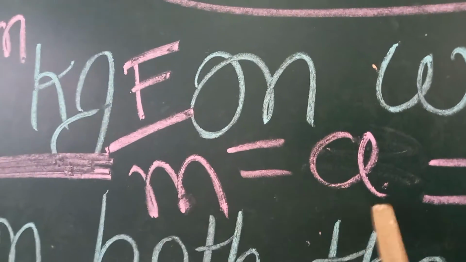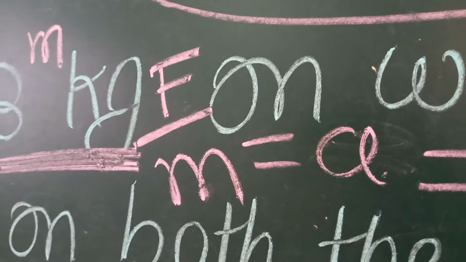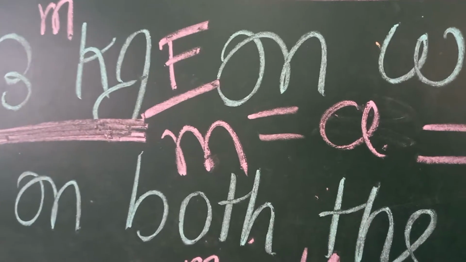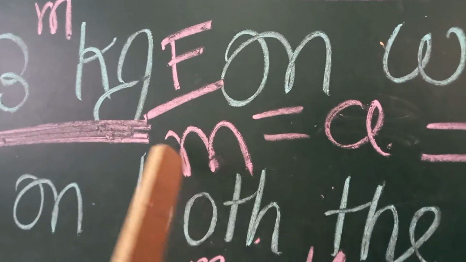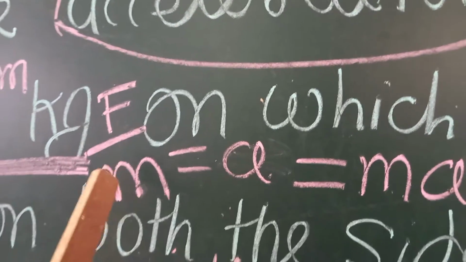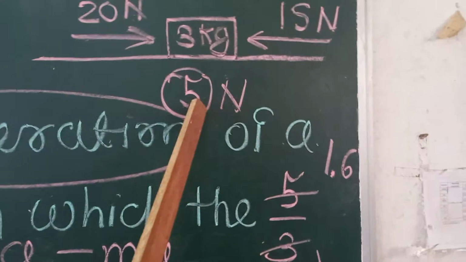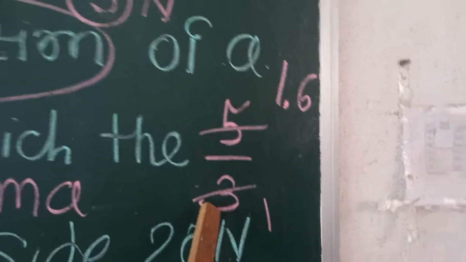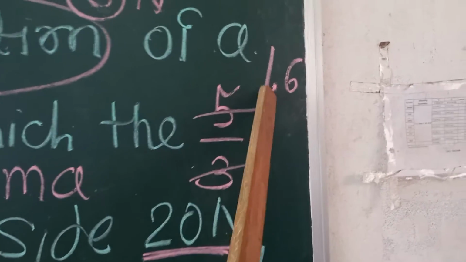This is from which formula we have taken? F is equal to ma. The a means F by m. When m comes from this side to that side, it will be divided by. So now how much F and how much m? F is 5 and m is 3. 5 divided by 3. How much acceleration came? Calculate this.